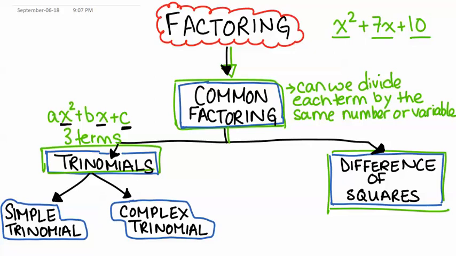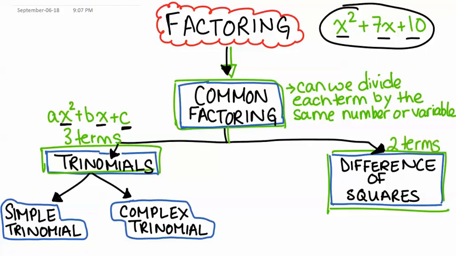So if you check out our expression that we're doing as an example, this guy up here is a trinomial. It's got 3 terms, 1, 2, 3. It's got an x squared, an x, and then a number. So it fits our trinomial thing. And just so you know, the other one, difference of squares, this guy only has 2 terms. So we know right off the bat that's not going to be a difference of squares.